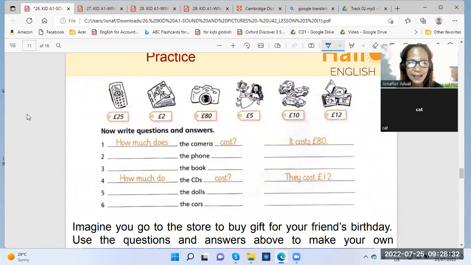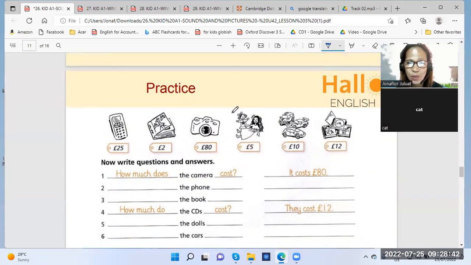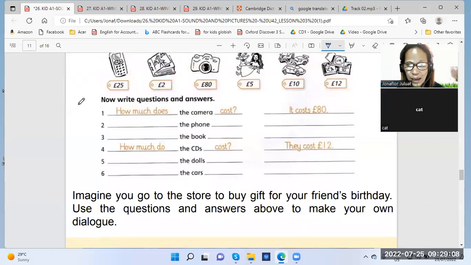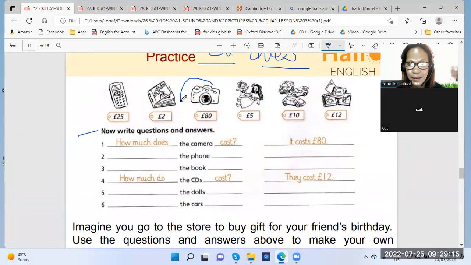Okay, now look at this, Han. Question and answer. It's the same, using how much. But this time you will use do and does. You will use do if it is plural, and you will use does if it is singular. For example, this question, how much does the camera cost? This is the camera, right? You will use does because it's only one camera.